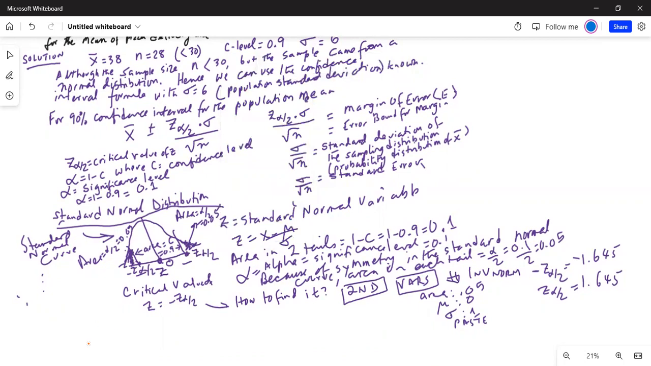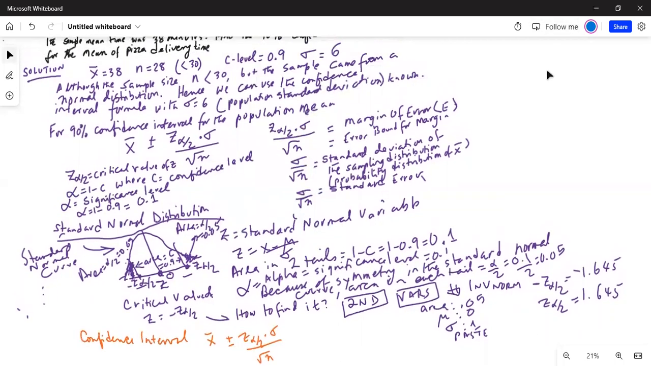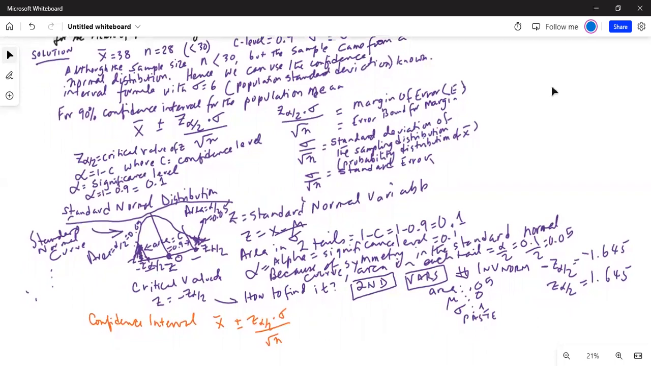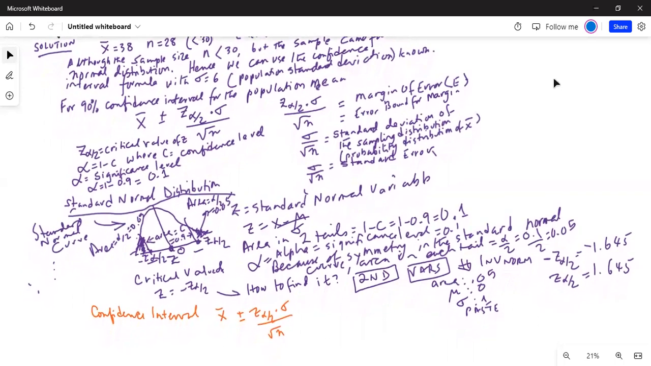Okay, so the confidence interval, as I wrote previously, is x bar plus minus z alpha by 2 times sigma divided by square root of n. Just have to note, in our case, sigma is 6 and n is 28. X bar is 38.